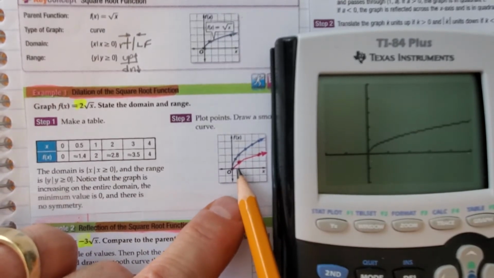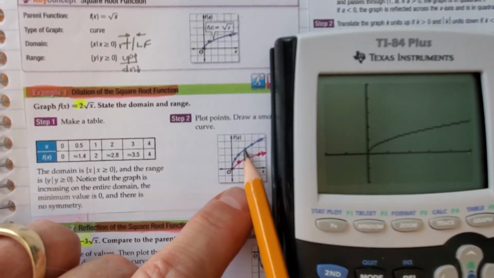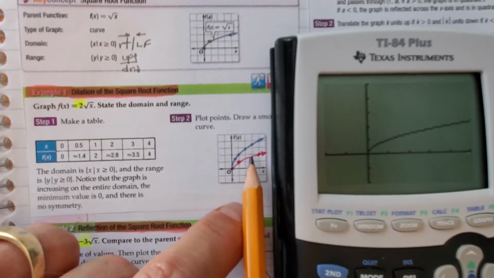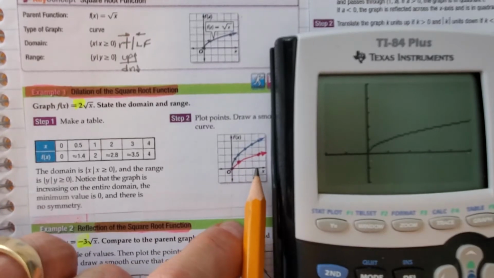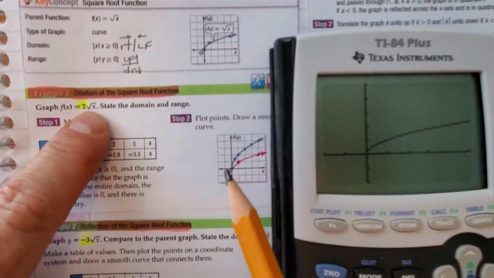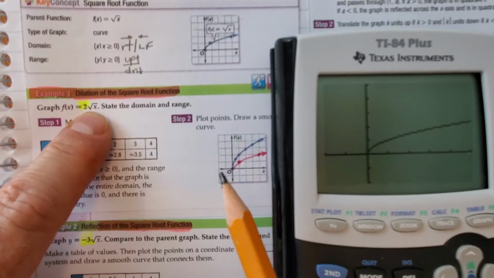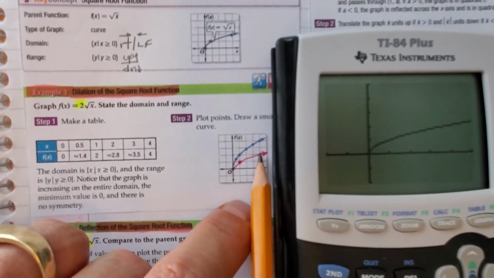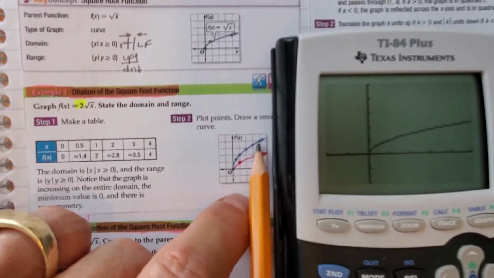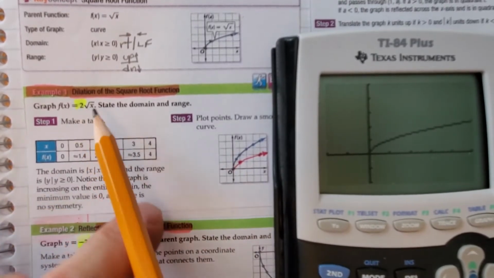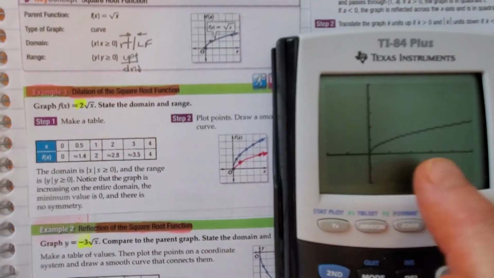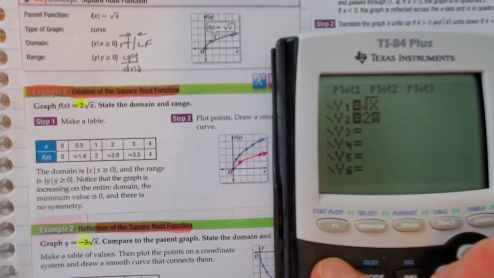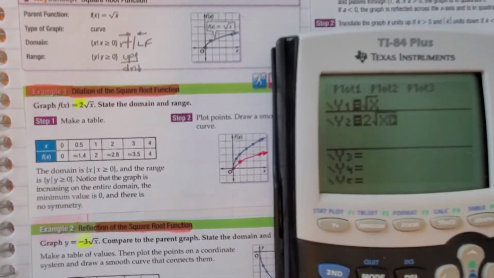So that works. 1, 1 for the parent function, 1, 2 for this function. Now if I go 2 to the right, I'm going to get an approximate value for both of these. If I go 3 to the right, I'm getting approximate values again. But if I go 4 to the right, that's because x is 4, the square root of 4 is 2, and 2 times 2 is 4, so I'm going to have 4, 2 for the parent function, 4, 4 for the other function, the 2 times the square root of x. Now, if I put those both in my y equals, I would have the square root of x, and I'd have 2 square root of x for my next graph.